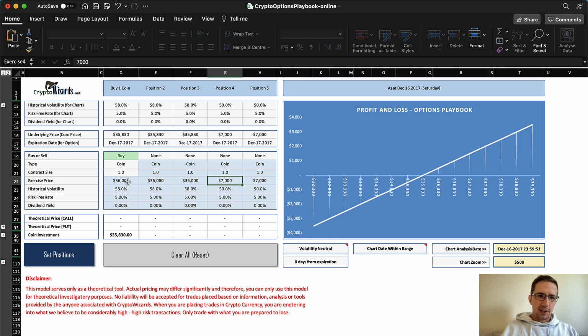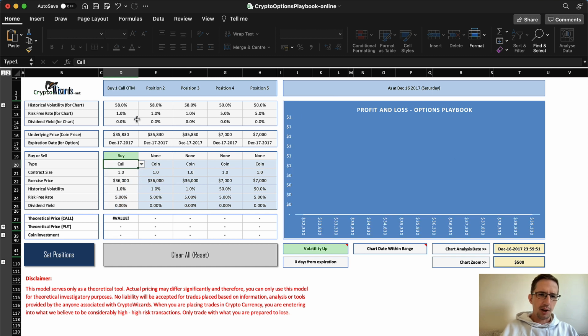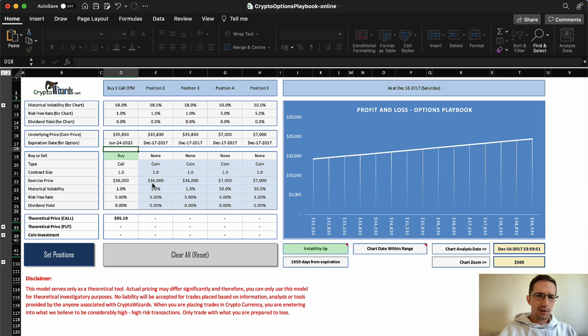So here we are, 36,000. Risk-free rate, I'm actually going to put it at 1% because right now the risk-free rate is bloody low, so we might as well put that really low. And this is going to be a call option. Let's assume I've got a call option here that I'm trading. Now, what's the expiration date? 24th of June, 2022. So I'm going to put that in, and let's just copy that over here.